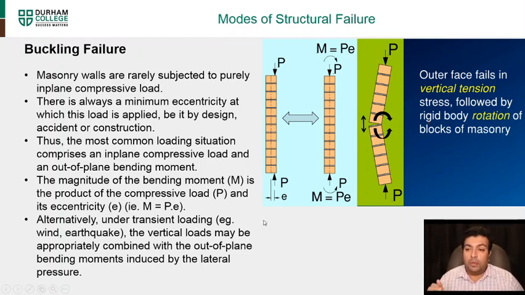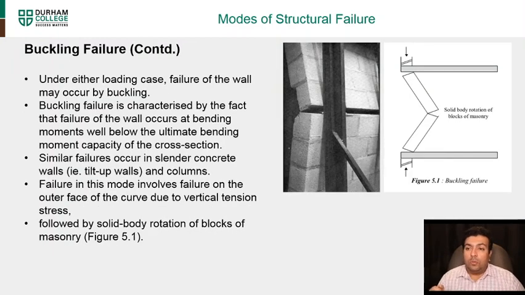It's most common in loading situations which have in-plane compressive loads and out-of-plane bending moment, right? So under either loading case, failure of the wall may occur by buckling. Either if it's eccentrically loaded or concentrically loaded, you will see the rigid body rotation of the masonry blocks, and it just bends and goes inside or outside. Similar failures occur in slender concrete walls, or if the walls are very tall, you tend to have more failure in taller walls because of lack of support.